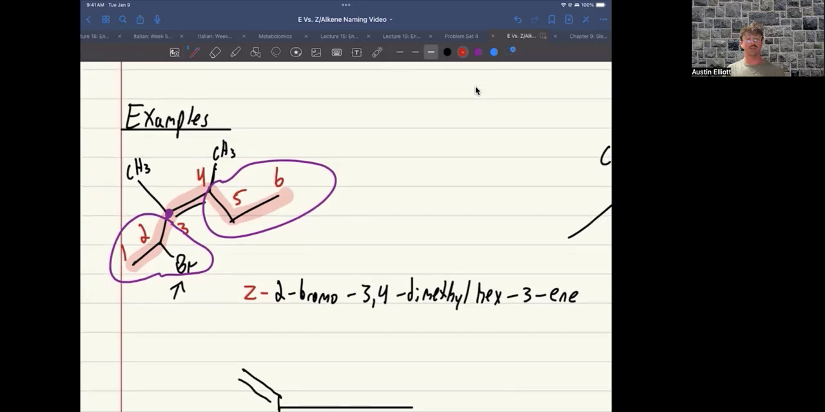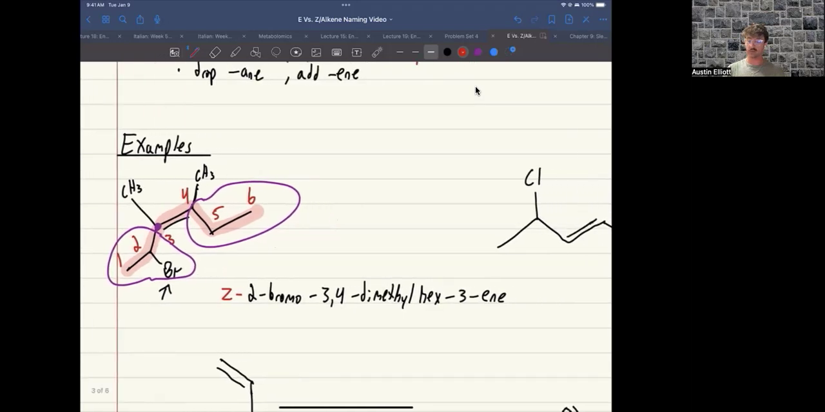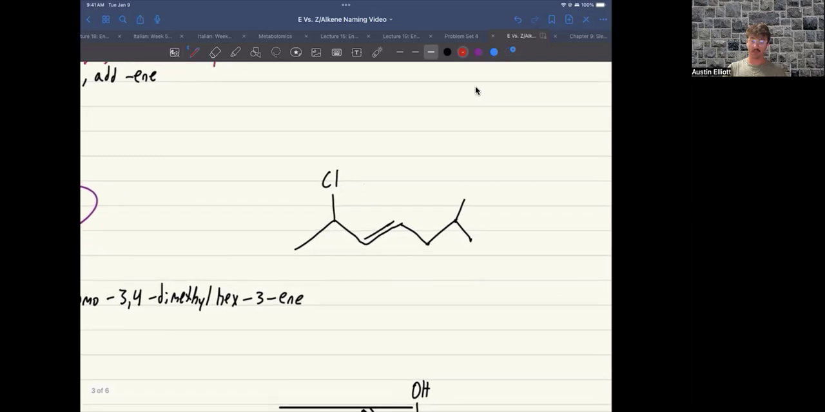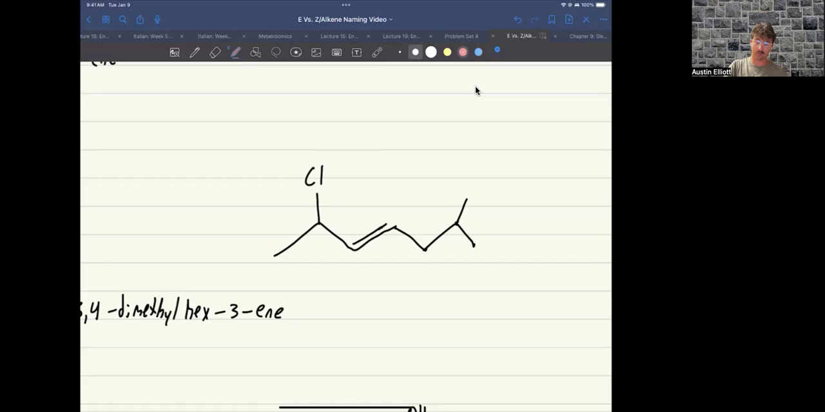And it'll be written like this with the Z and then a dash in between either the rest of the name or in this case, a number. So always make sure to include that dash. For our next example, we're going to once again highlight the longest chain that includes our alkene.